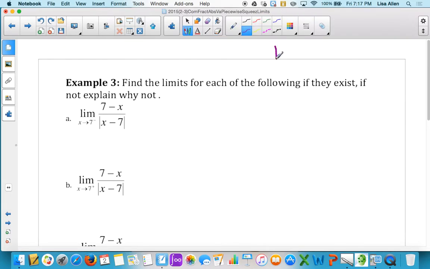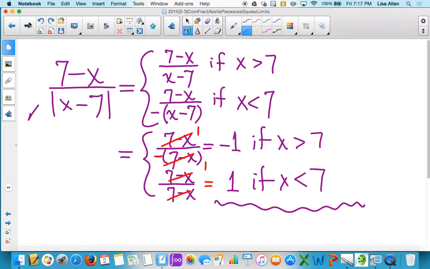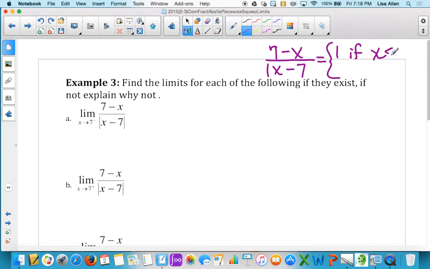I'm going to write this up here. (7 minus x) over the absolute value of x minus 7 is equal to 1 if x is less than 7, and remember we just did this on this page, and -1 if x is greater than 7.